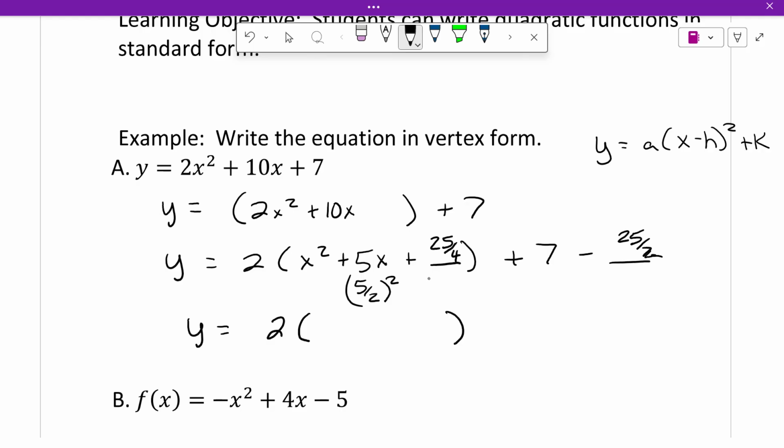So, my equation here in vertex form is going to have the squared binomial and then this. Because if you square 5 halves, you're going to get 25 fourths. Okay? And then 7 is the same as 14 over 2. What's 14 over 2 minus 25 over 2? Negative 11 over 2, right?